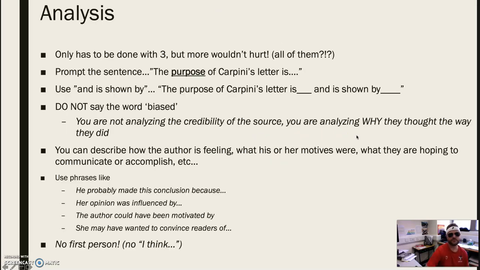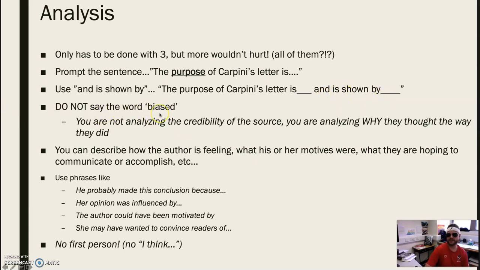All right, so some notes. It only has to be done with 3, right? You only have to do it with 3, but more wouldn't hurt. Why not just do it with all of them? If you're doing it with 1, you might as well do it with all of them, all right? Another really important note here is prompt the sentence. The purpose of Carpini's letter is blank. Use these words. Make it super clear. There is no question about what you were trying to say, right? The purpose, the audience, the historical context. Use those actual words. I cannot emphasize that enough. And use and is shown by. The purpose of Carpini's letter is blank and is shown by blank.